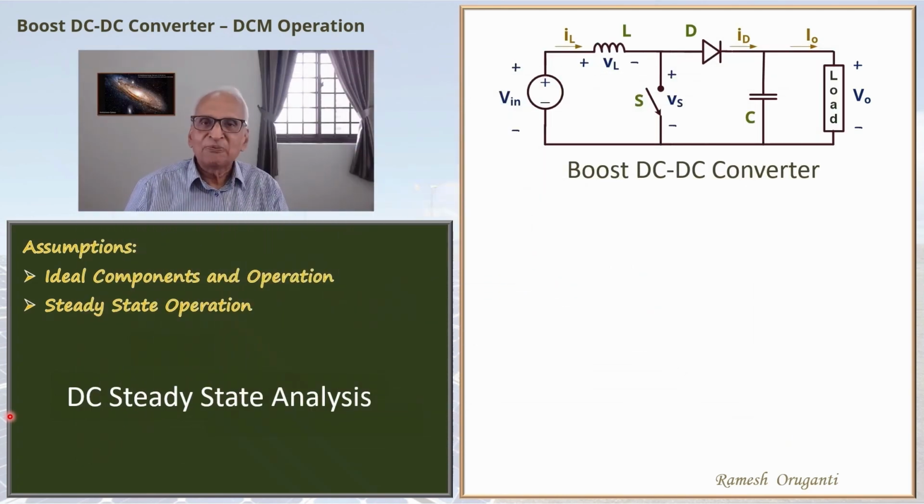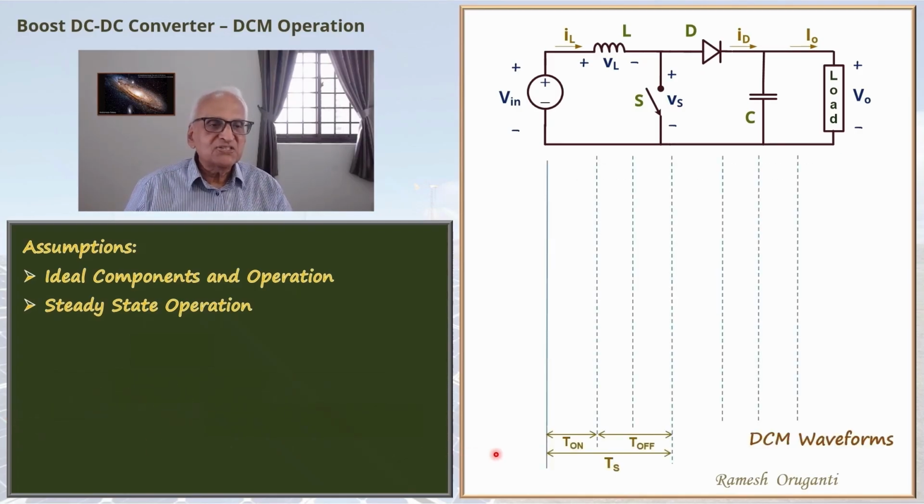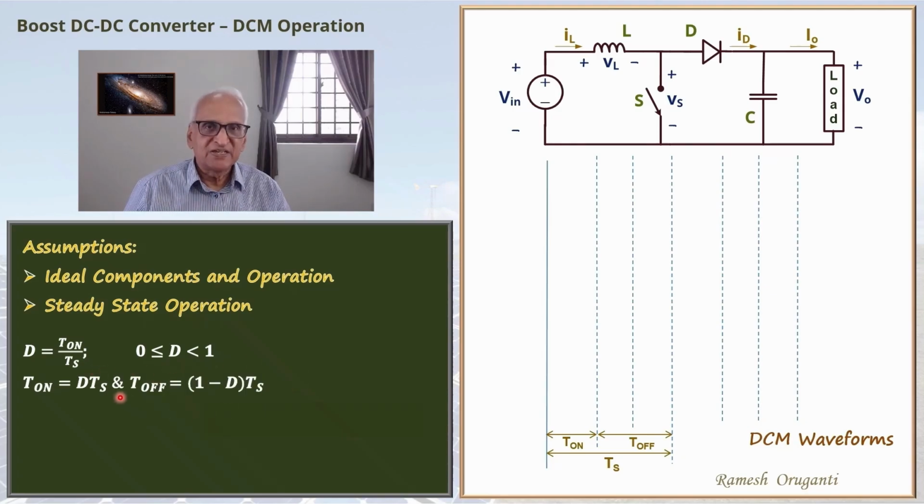We will understand the operation of the converter using a few waveforms. Here, Ts is the period of the switching, T on is the on interval of the switch, and T off is the off interval of the switch. T on by Ts ratio is the duty cycle D. As T on is varied between 0 and Ts, the duty cycle will vary between 0 and 1. T on is D times Ts, duty cycle times the period, and T off is 1 minus D times Ts.